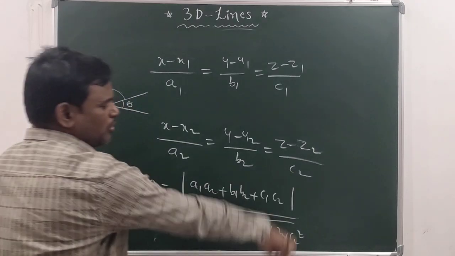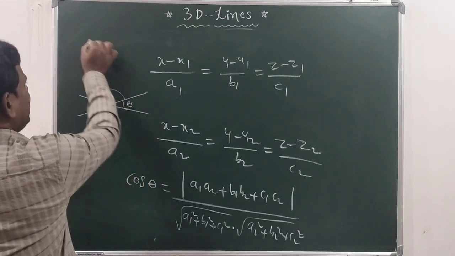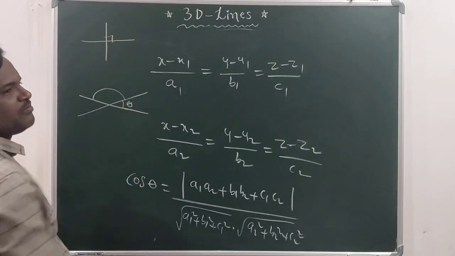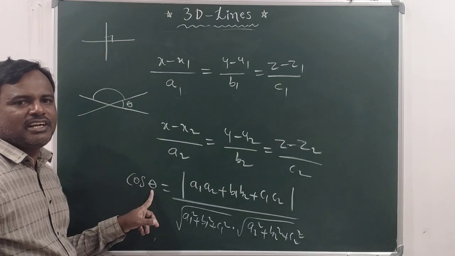Okay, here I kept the modulus symbol. In such case we get an acute angle unless they intersect at 90 degrees to each other. If they intersect at 90 degrees to each other, cos 90 is 0.